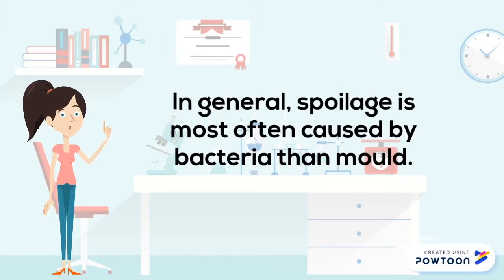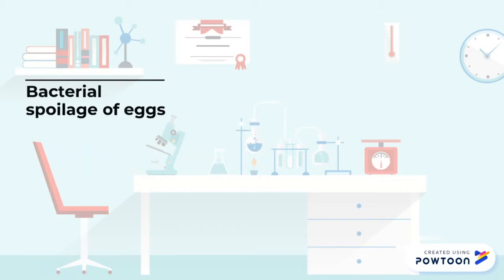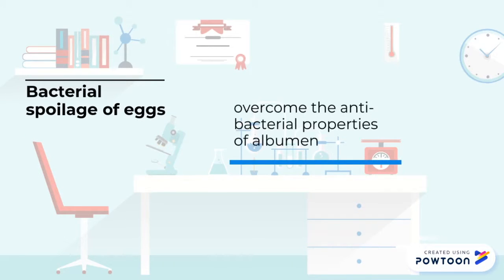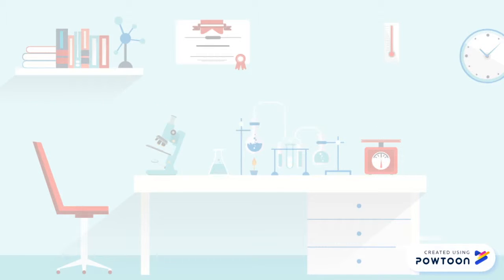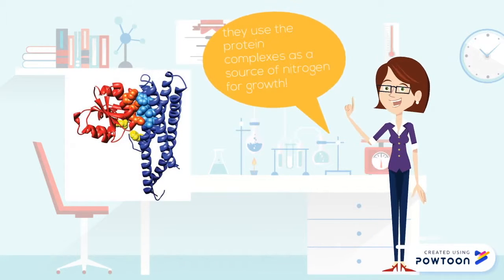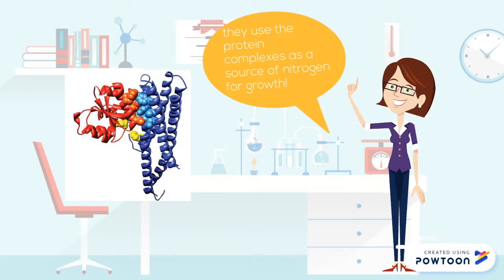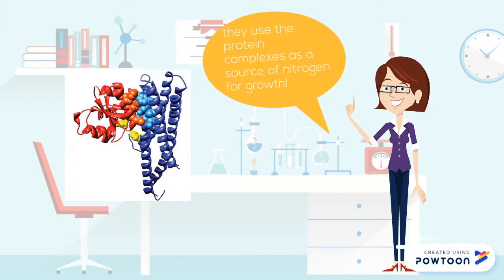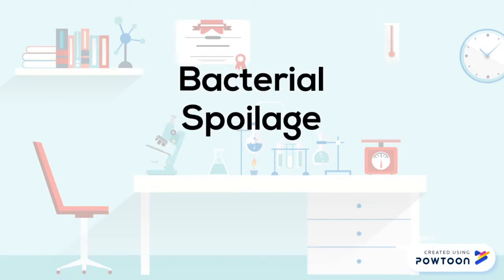In general, more spoilage is caused by bacteria than by mold. The bacterial spoilage of egg: firstly, the bacteria need to overcome the antibacterial property of albumen to cause spoilage of the egg. Also, they use the protein complexes as a source of nitrogen for growth. The bacterial spoilages are also called rots.